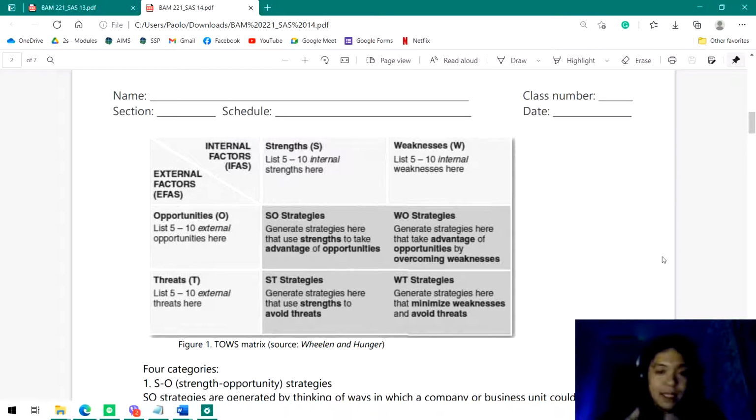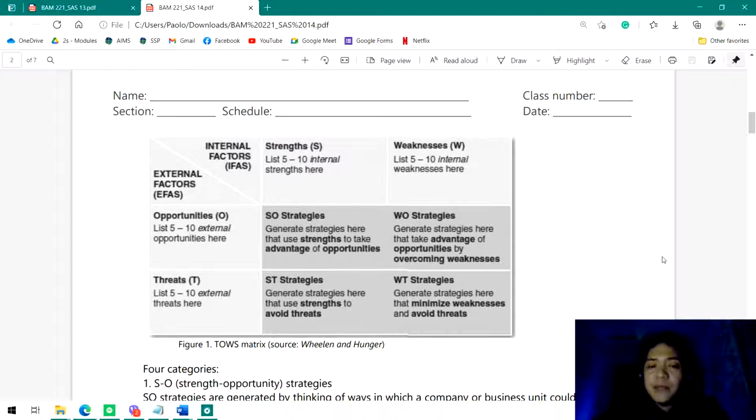So himay-himayin ulit natin. ST strategies, ito yung mga strategies na you will use your strengths in order to avoid the threats. Gagamitin mo ngayon ang kakayahan ng inyong company para makaiwas doon sa mga threats or outside factors that will be dangerous for our company. And for the WT strategies naman, you will generate strategies to minimize the weaknesses and to avoid threats.